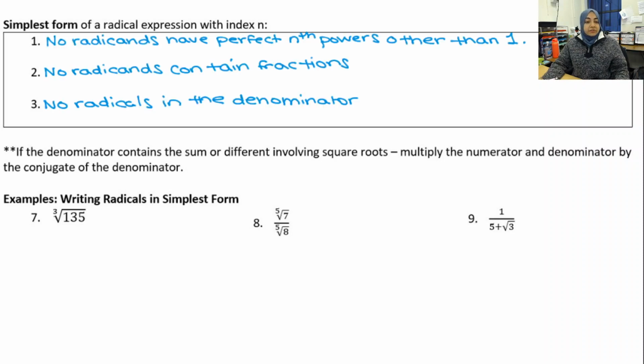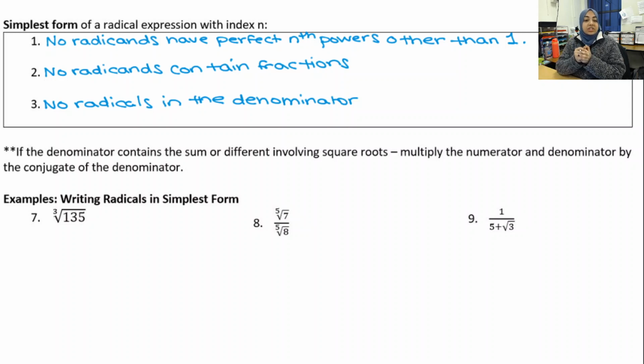All right, the first of these 3 rules is that none of my radicands can have perfect nth powers other than 1. Think back to 6.1 about what a radicand is. So for example, if I'm taking the cube root of 8, I can't leave it as the cube root of 8 because 8 is a perfect cube. So I would actually have to go simplify that.